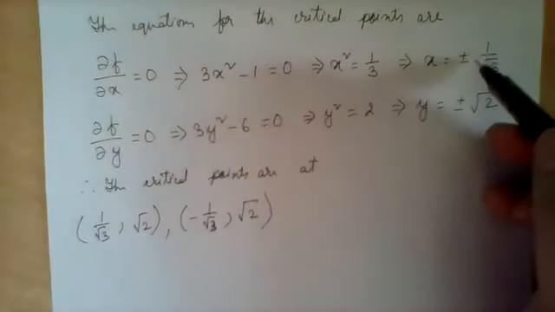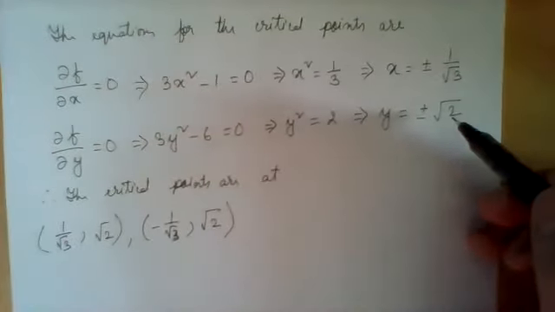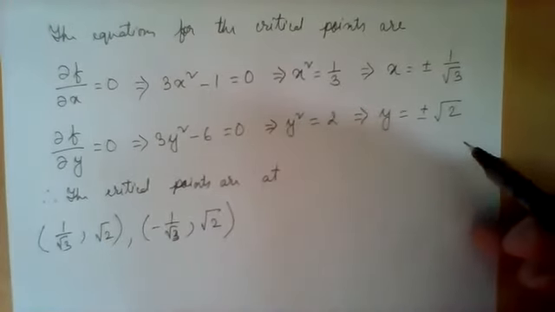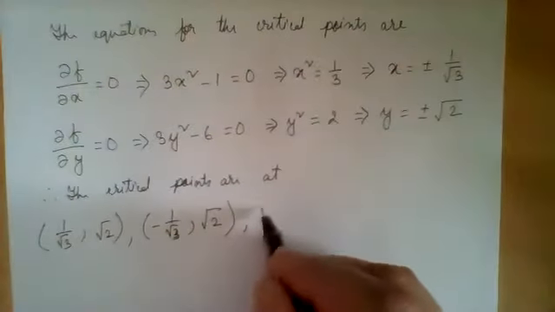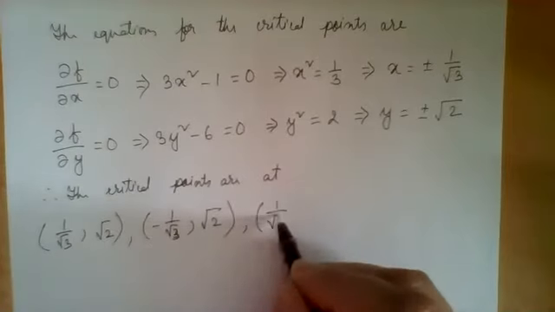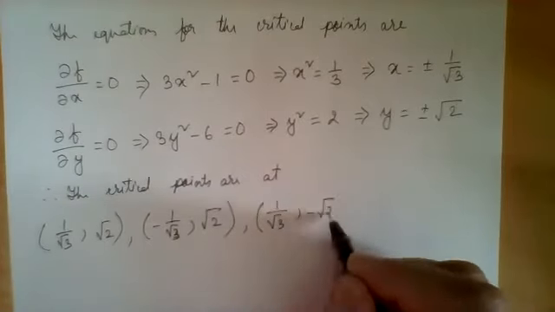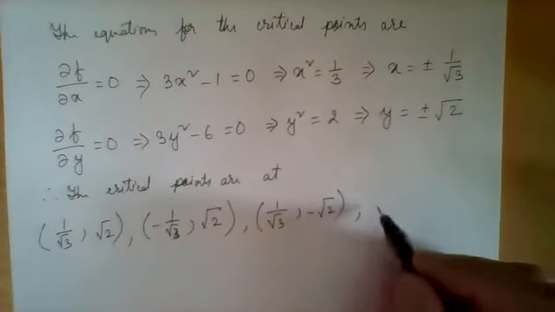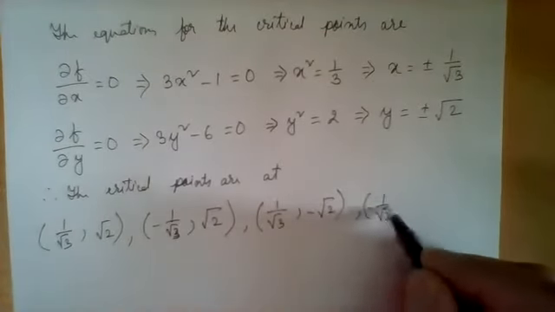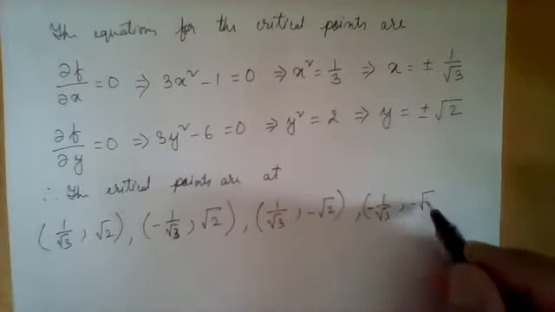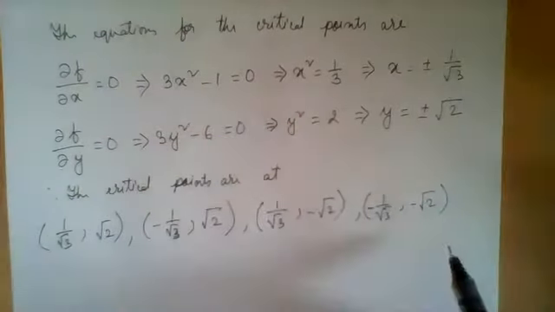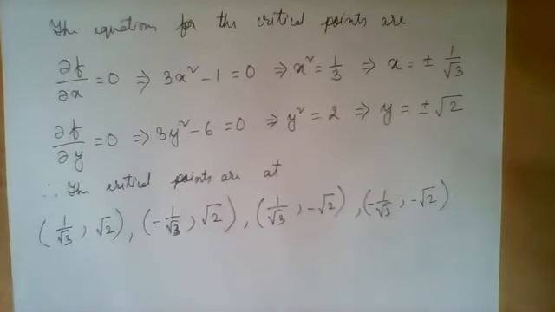So for the 4 different combinations, these 4 different combinations will give you the 4 different critical points. 1 by root 3, minus root 2. And minus 1 by root 3, minus root 2. So 4 different combinations are given by this. So these are the 4 critical points of the given function.